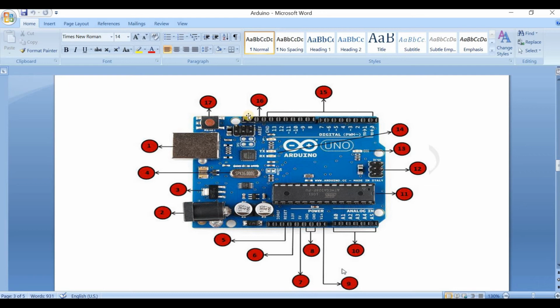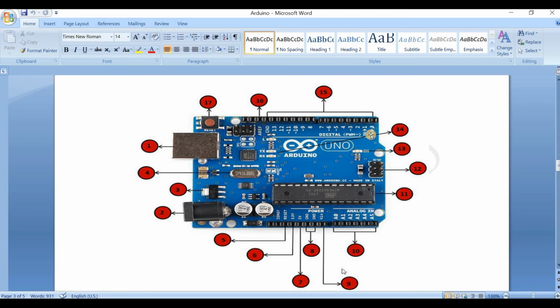Next, these are the digital pins. These pins are used to take the digital data from the digital sensors and also to send the digital data to the digital devices connected to Arduino. The digital pins can be used for both input and output operations. There are 13 digital pins in Arduino UNO. Among these pins, there are some special pins which have some extra characteristics apart from being digital pins. Let us take a look at them.